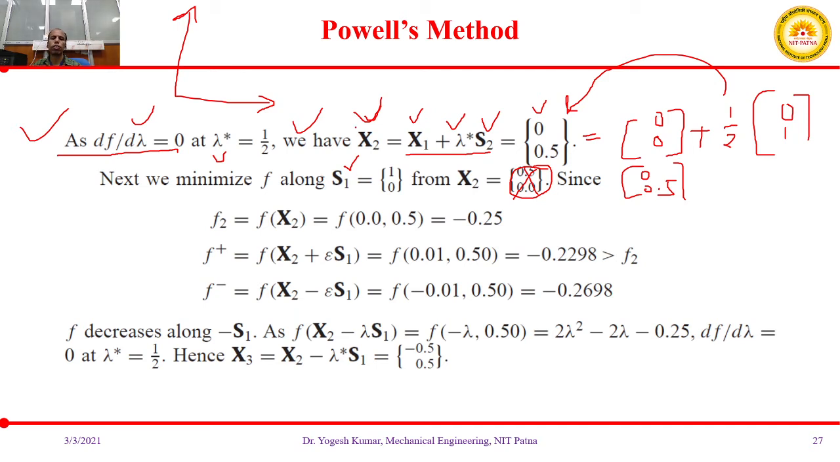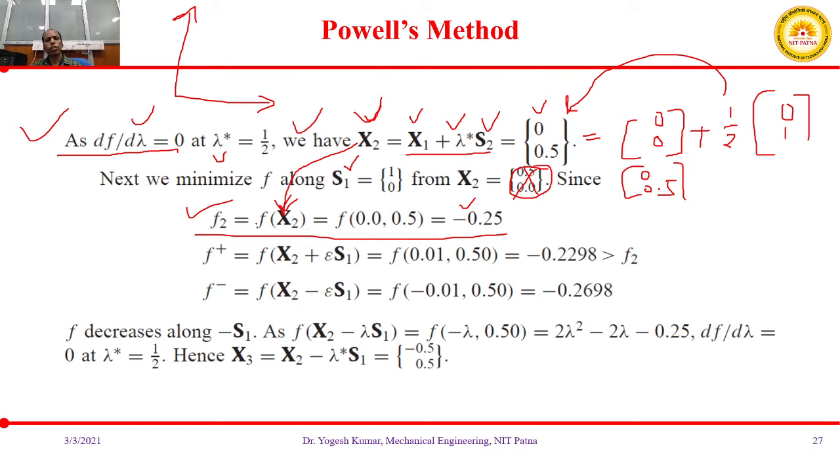Okay, so we have got the value of x2, and now we will try to go in such a direction, that is S1. So in order to compare the values at any point in the S1 direction, let us first calculate the value of function at x2. So your f2 at x2 equal to 0, 0.5 is coming around minus 0.25. I hope you will be able to calculate the value by putting the value of x2 in this function.